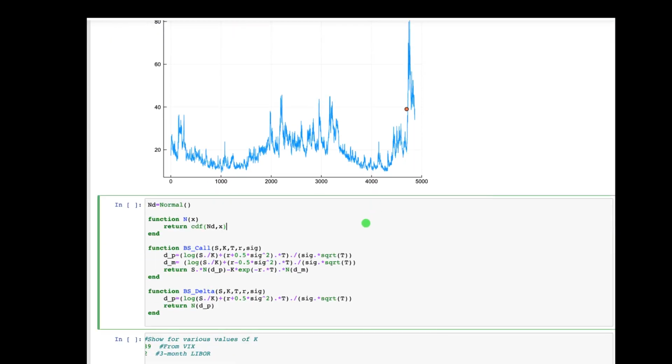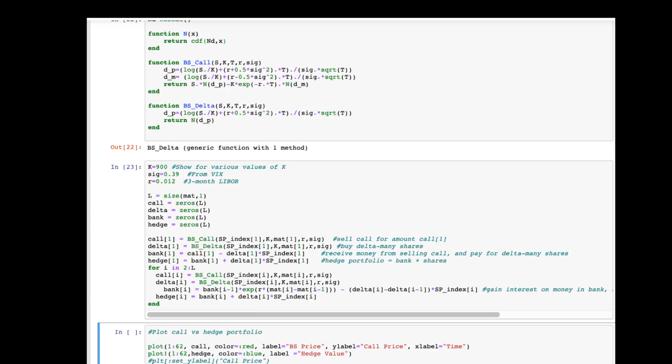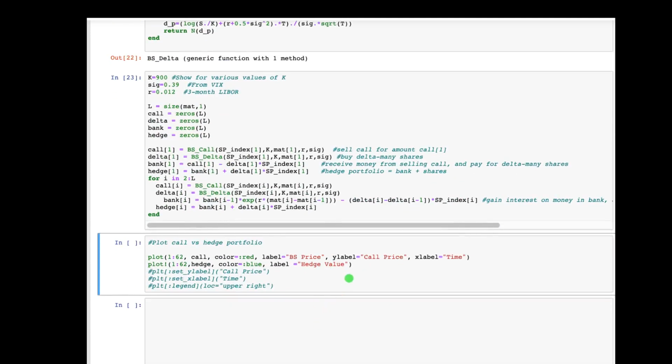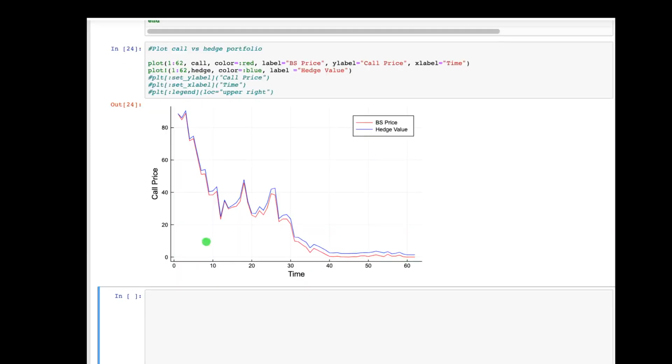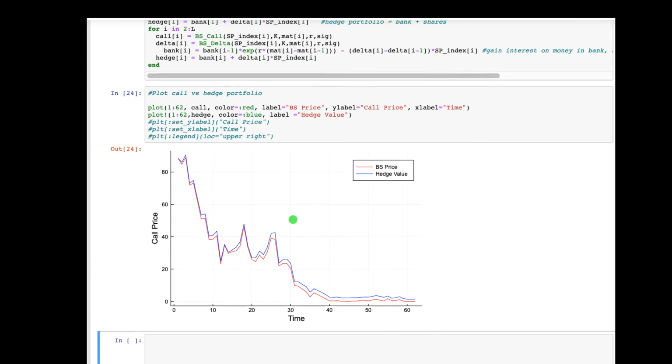So if we define the Black-Scholes call formula and the delta, and then construct a hedging portfolio, with a strike of 900, we obtain the following. Now, the S&P 500 index ended at around 800, so a strike of 900 means that the option expired out of the money. And as you can see, the value of the hedge portfolio is slightly above zero, whereas of course the value of the actual option is zero. And so the terminal value of the call option and the hedge portfolio are very, very close.